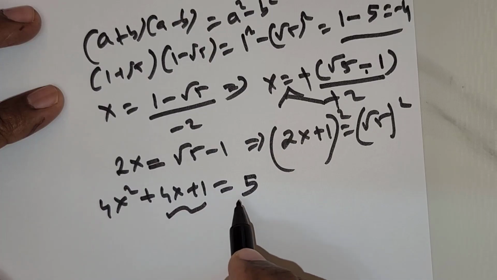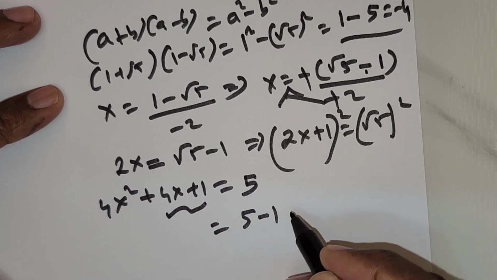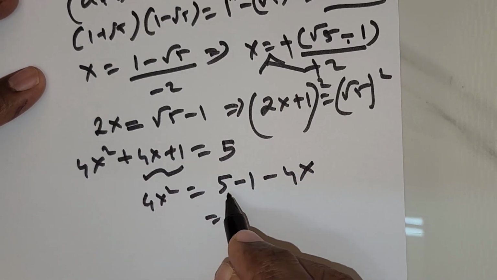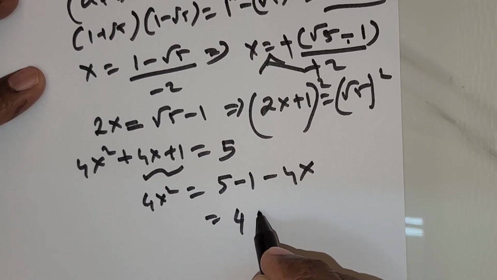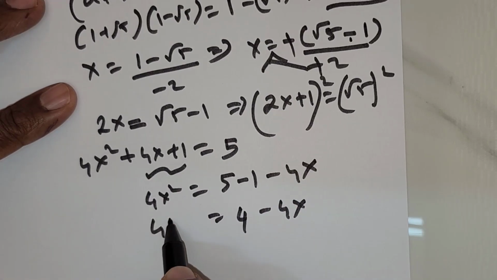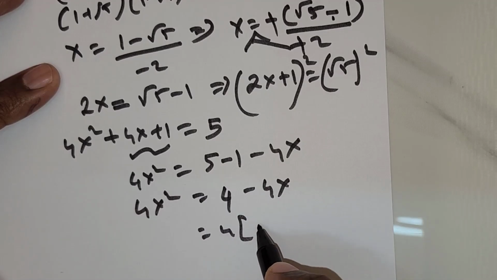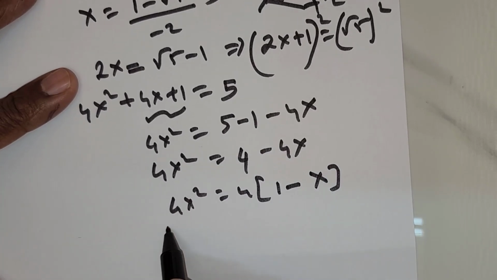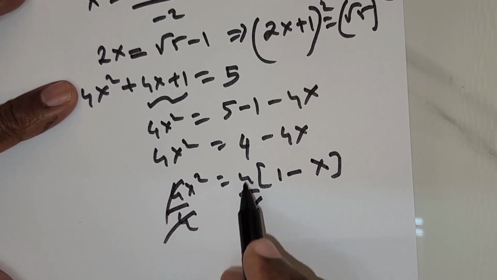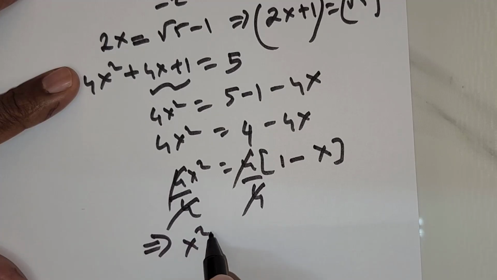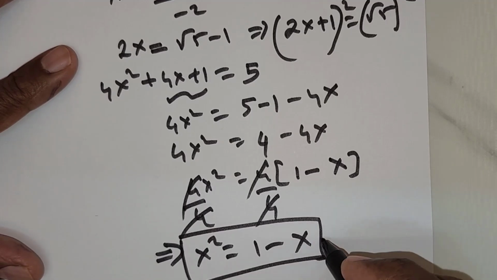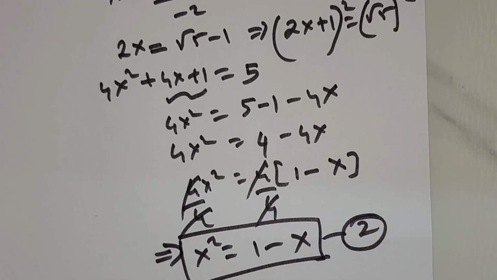Now move all of these to the other side. So 5 minus 1 minus 4x is equal to 4 times x squared. 5 minus 1 will give you 4. You have a minus 4x is equal to 4x squared. Now you take 4 out. This will give you 1 minus x, and you have a 4x squared here. So you divide by 4 both sides. You get cancelled and you get x squared is equal to 1 minus x. So this is a very important system that we have got. So let me take this as number 2.